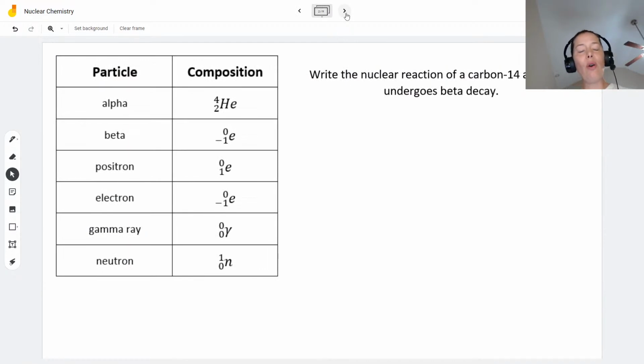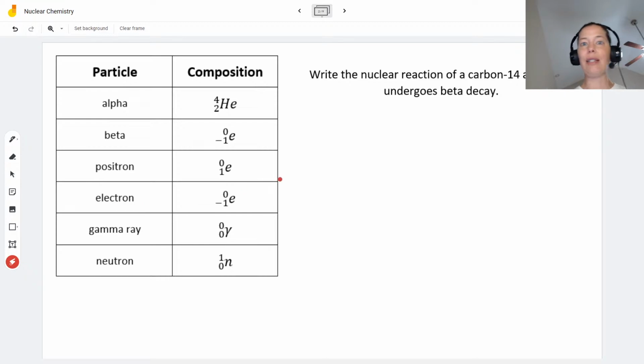All right, so the first thing I have here on the left is this big table. This summarizes most of the most common particles. Of course, there are always different kinds of particles, but these are the most common. Not only do I give you the name of the particle, but I also give you its composition. Remember, when an element is written like this, you have your mass number up here and your atomic number down there. So we've got an alpha particle, a beta particle, a positron, an electron, a gamma ray, and a neutron. And it's important that we get especially the mass numbers for these, but also the atomic number.